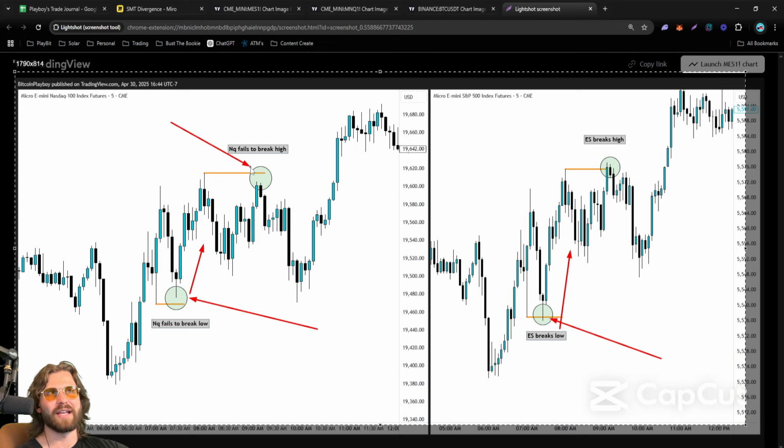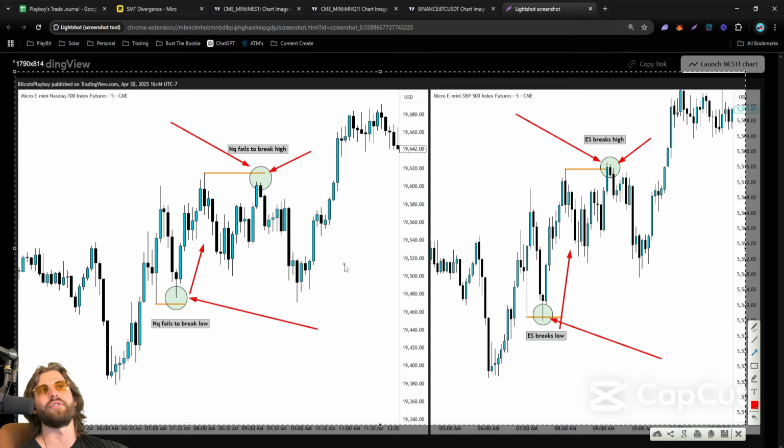Now again, let's look one more time. NQ fails to break the highs. ES does break the highs. What do you think happens? Of course, you can already see it because the chart has already played out here. But again, this shows you the potential short opportunity that you can have on ES and that continuation short reversal on NQ.